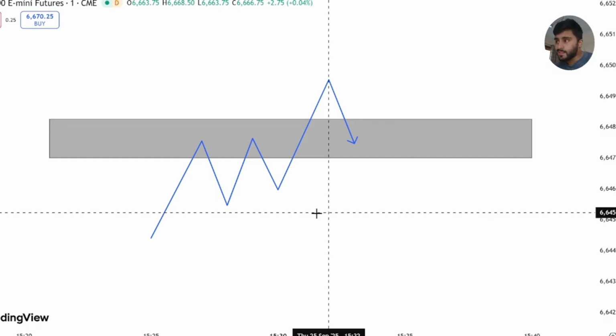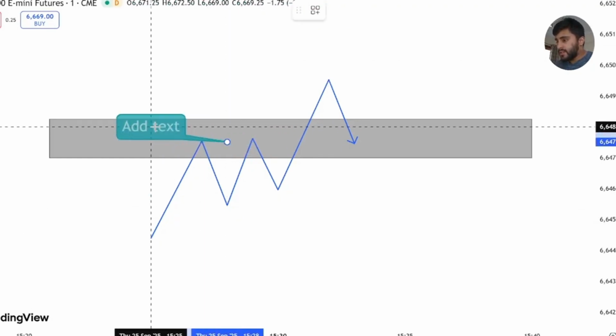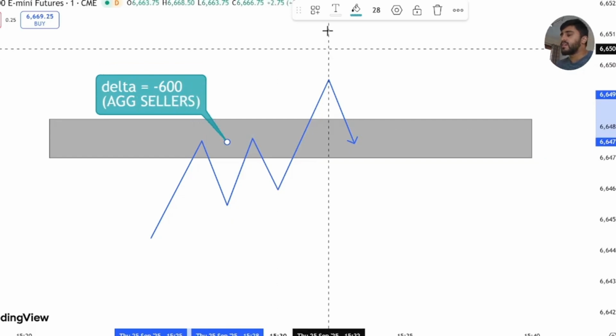So you can have the best psychology in the world, you can be patient, but if you don't know what you're looking for and you don't know what to be patient for, it's difficult to form an edge. So in this case, we had the negative delta, right? Here delta was minus 600, which means there's more aggressive, just going to write AGG, more aggressive sellers.